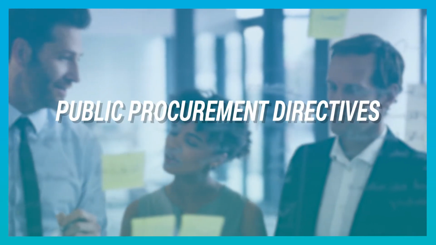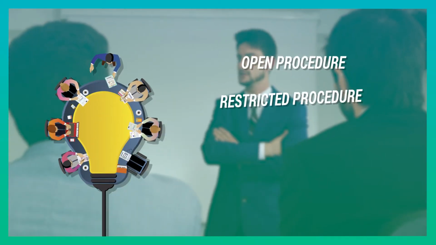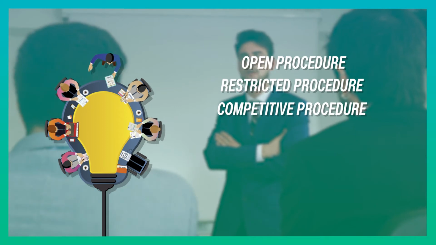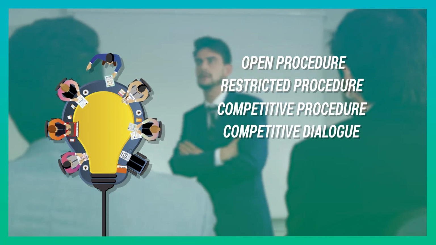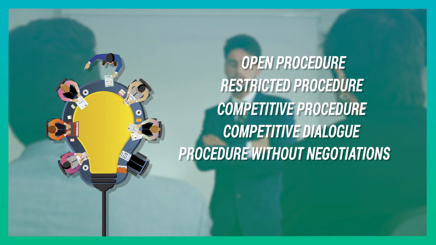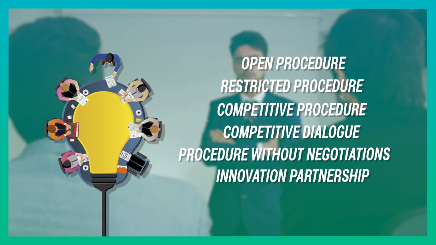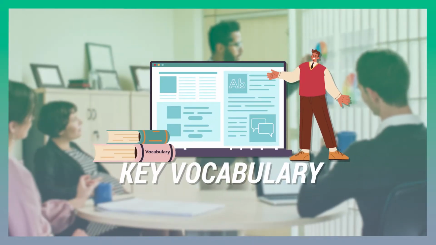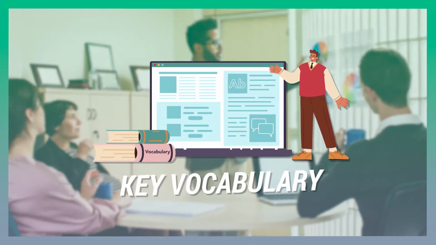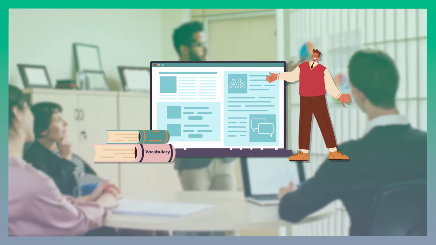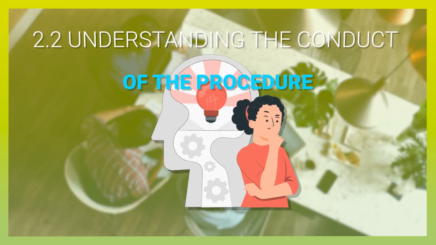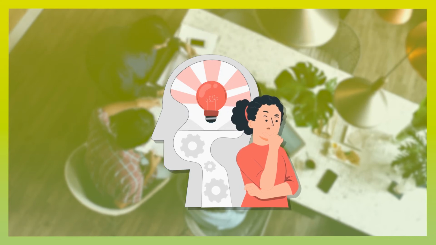In Unit 2.1, you will learn about the procurement procedures regulated under public procurement directives, namely open procedure, restricted procedure, competitive procedure with negotiations, competitive dialogue, competitive procedure without negotiations, and innovation partnership, and when to use the different procedures. You will also learn the key vocabulary of the procedures, and you will be able to distinguish clearly between the procedures.